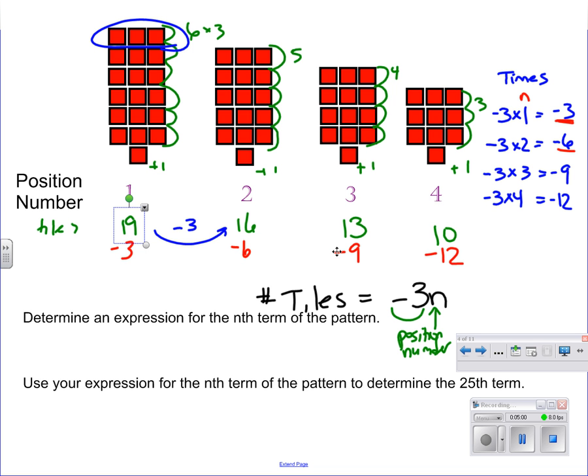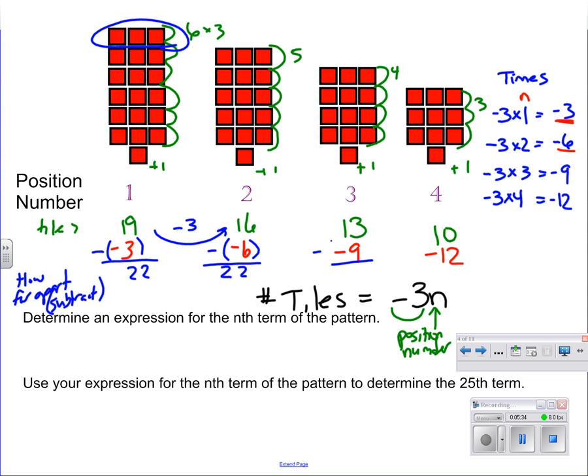Well, let's see. How far apart are these two values? The how far apart, that's like subtraction. So I will subtract 19, subtract negative 3. If I subtract a negative, it's like adding. So 19 plus 3 is 22. Also, I will subtract 16, subtract negative 6, also happens to be 22 apart. 13, subtract negative 9, also happens to be 22 apart.